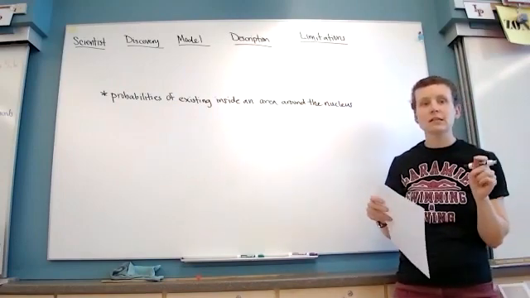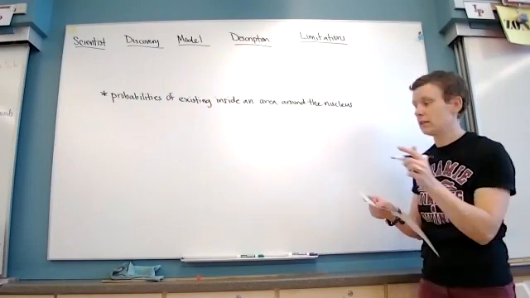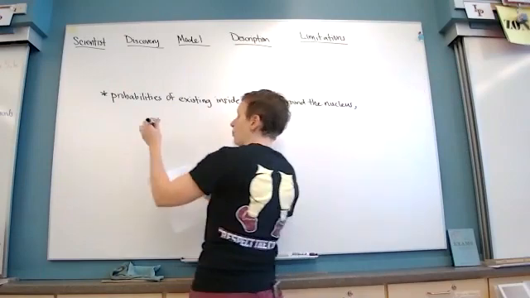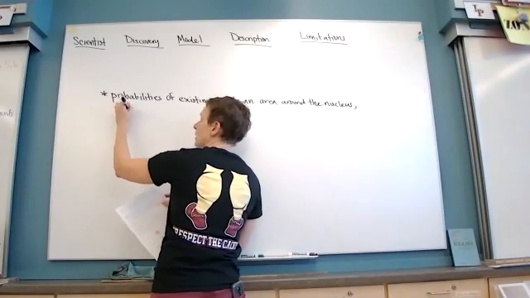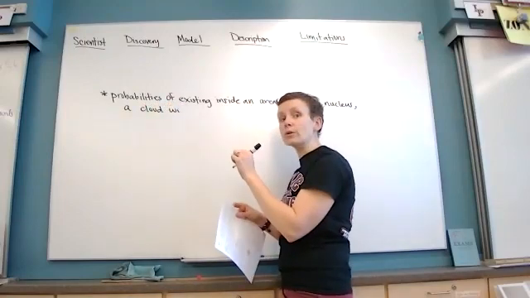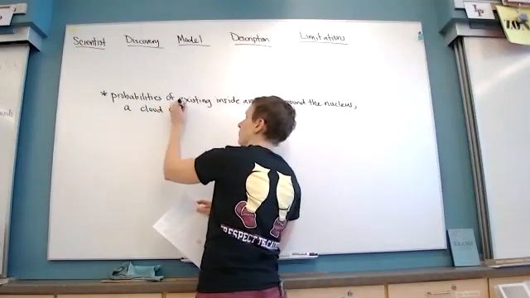Probabilities of existing inside an area around the nucleus. We're going to keep going just a little bit. A cloud without a definitive boundary.